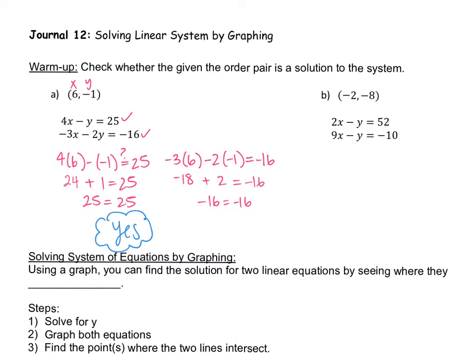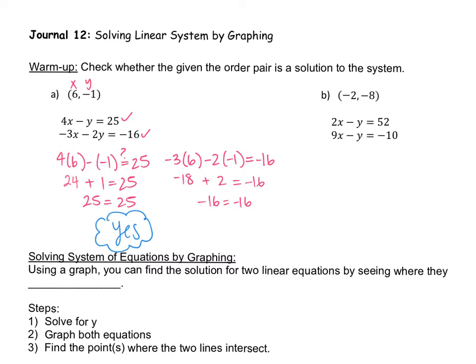Now let's pretend for a moment that when I plugged x and y into the first equation it worked, but when I plugged x and y into the second equation it didn't work. Then that is no solution. If just one equation fails, it's no solution, or not a solution.